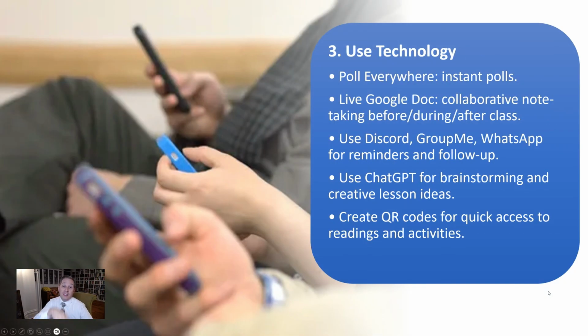Three, use technology. I'll put all of these links in the resources below, but Poll Everywhere lets them text messages in on their phone and you can have it pop up on a slide or on the display. You can even link it to PowerPoint. Using Google Docs, everyone can open it at once. They can ask questions, comments, and add things collaboratively, all at the same time in real time. GroupMe, WhatsApp, and Discord allow different chats and reminders, so you can offer invitations before, during, and after class.